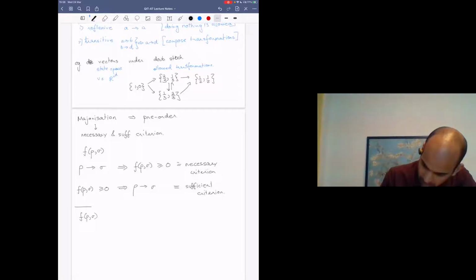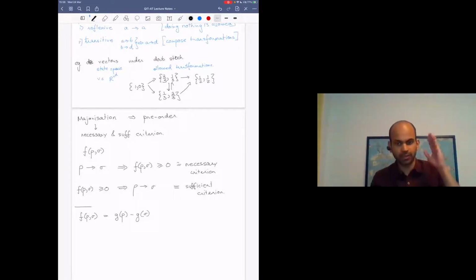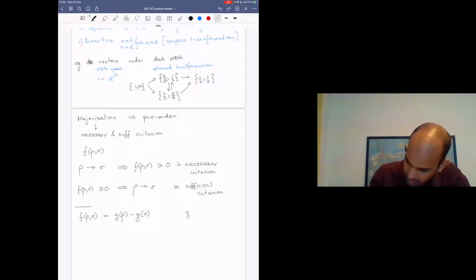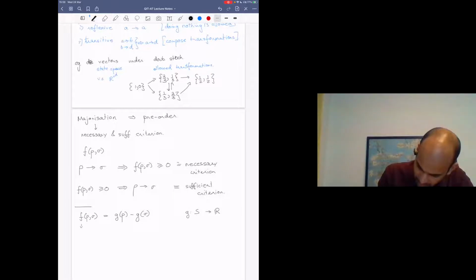but even more useful is if we have f of rho comma sigma equal to a function on rho minus the same function on sigma. So you have a function that depends only on one of the states. Well, it's a function defined from the state space to the set of real numbers. If f is given by such a thing, in the case that it is a necessary criterion, we call it a monotone.